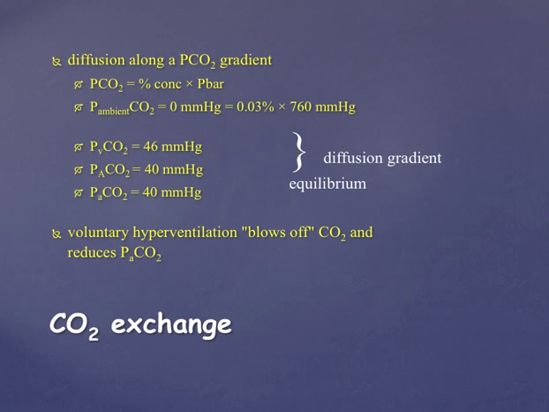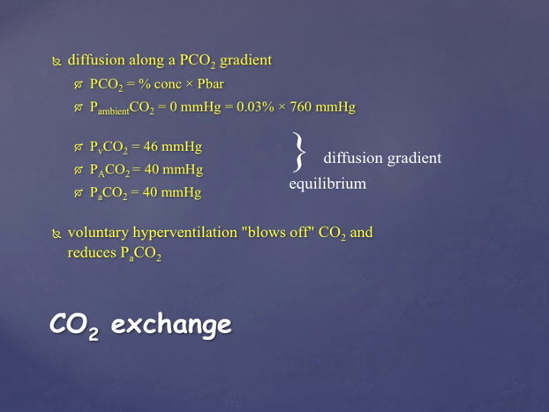At rest, if I hyperventilate, so this could be either voluntary hyperventilation, I just choose to breathe faster and deeper, or it could be hyperventilation caused by fear or pain or panic. If I hyperventilate at rest, I'm going to make my lung air look more like room air. So alveolar PCO2 could look like 0.